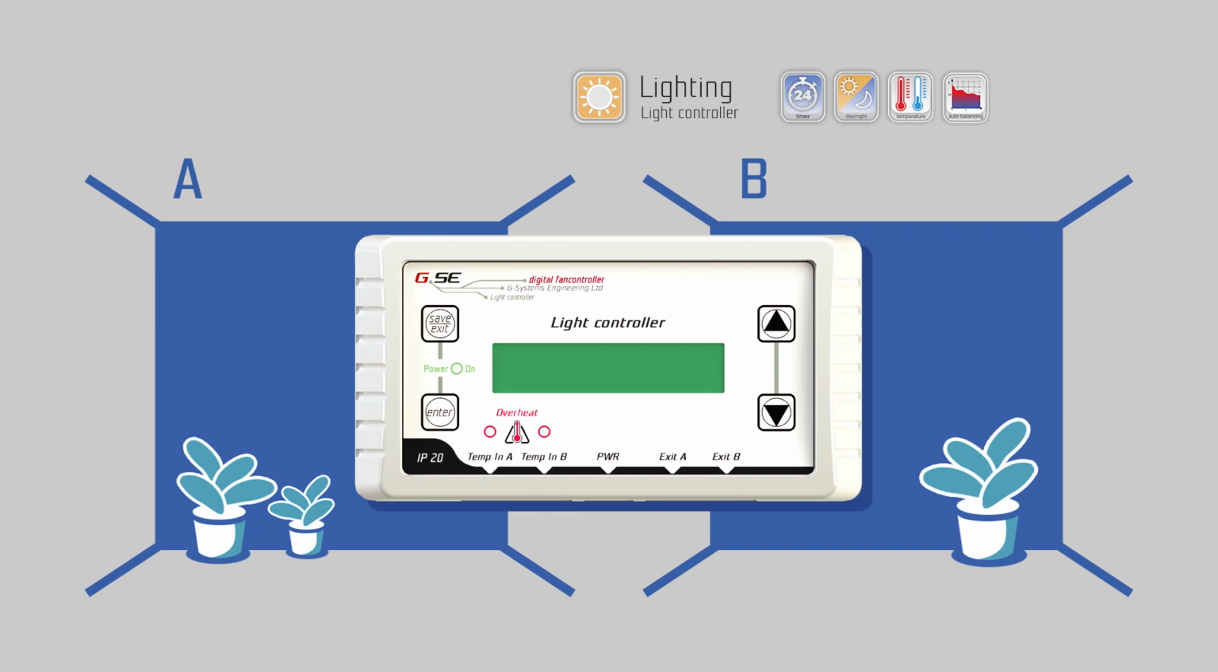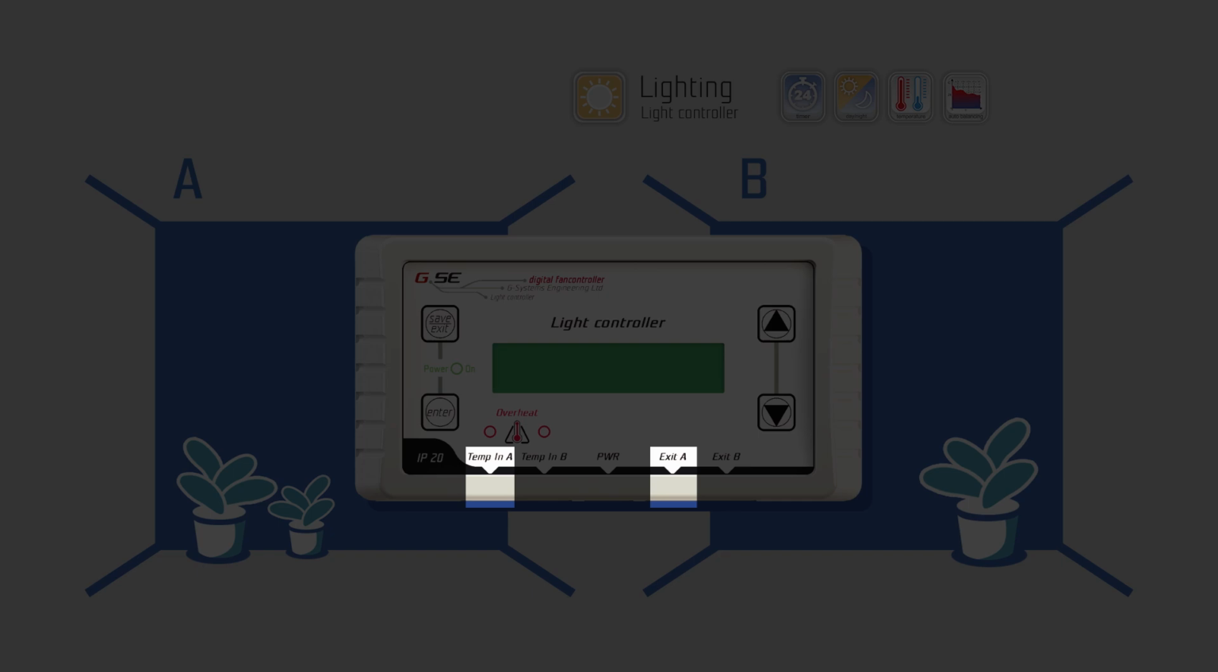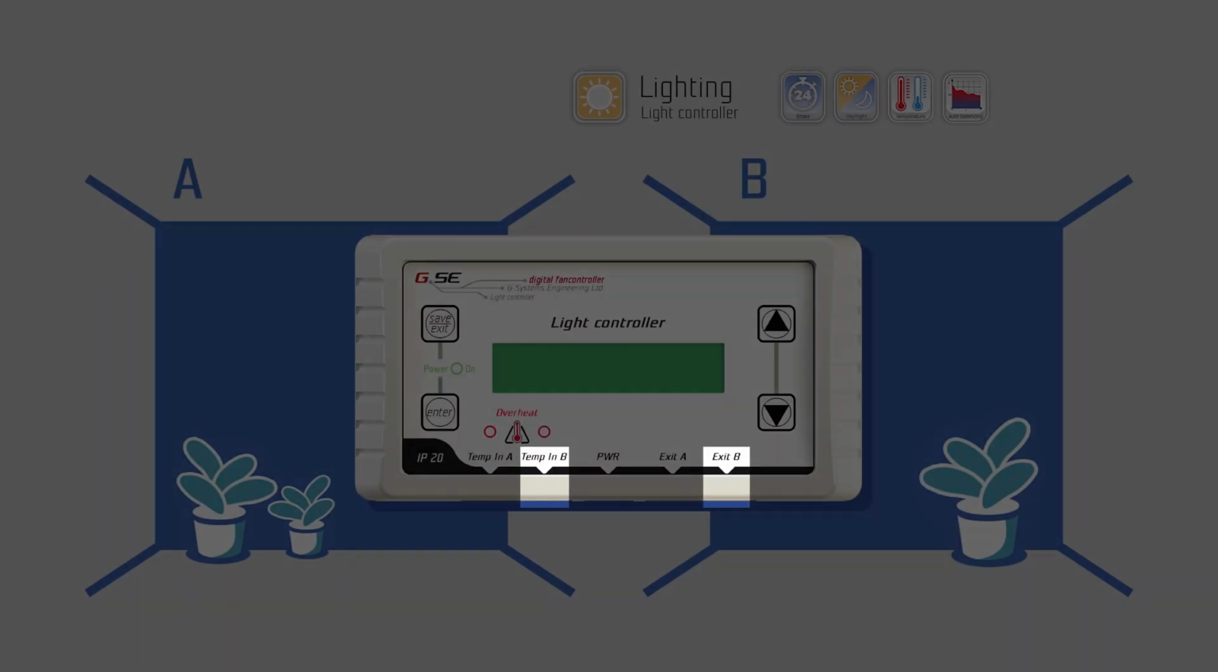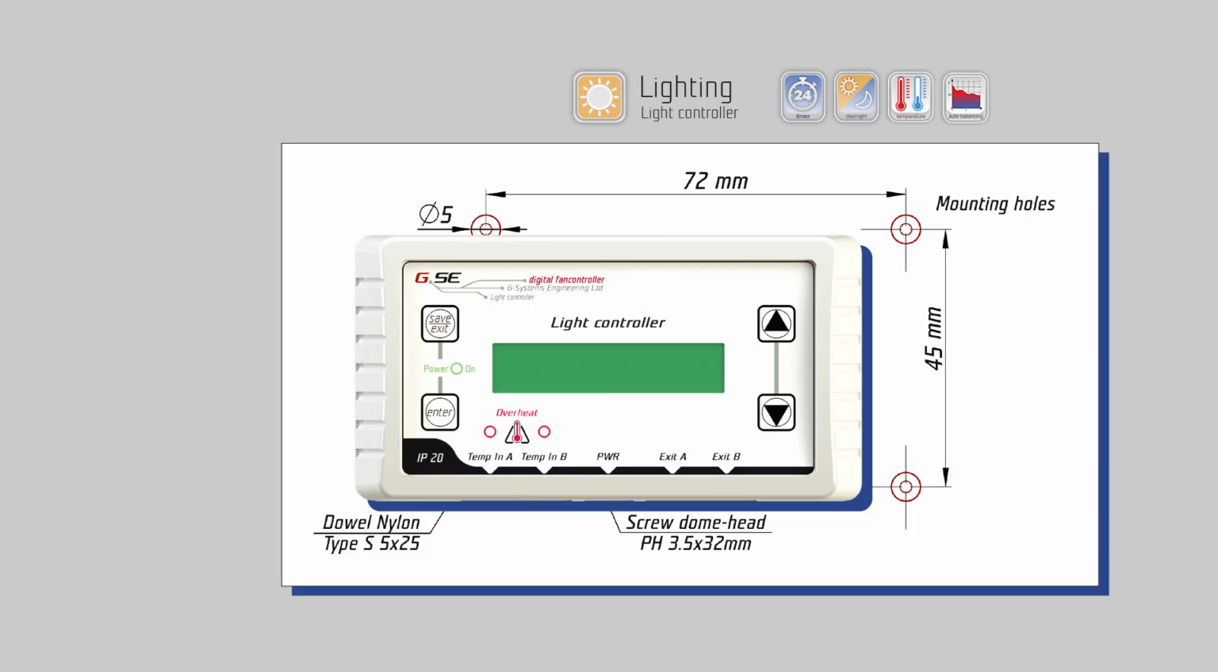The light controller has two channels for two individual rooms: Channel A and Channel B. Use the drilling template supplied with the controller when mounting the controller to your wall.